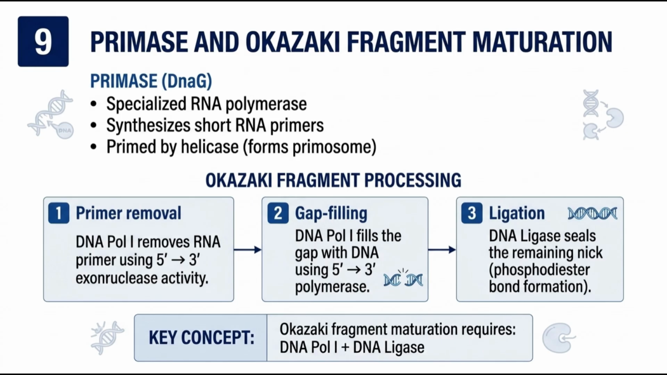DNA polymerase I removes RNA primers using its 5' to 3' exonuclease activity. It then fills the resulting gaps with DNA using its polymerase activity. Finally, DNA ligase seals the remaining nicks by forming phosphodiester bonds.